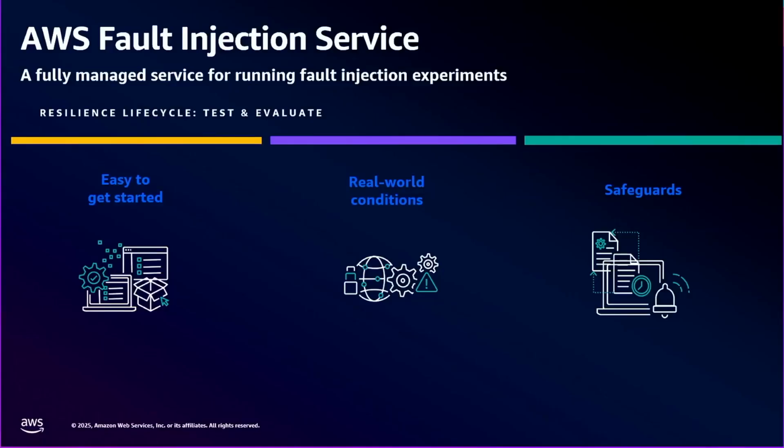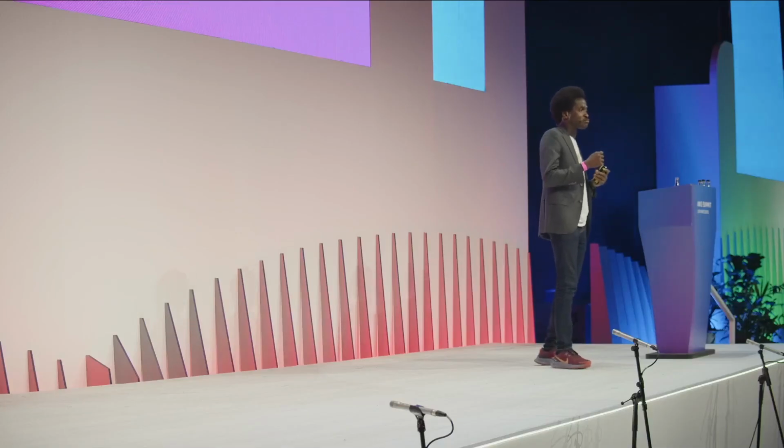So a little bit about the Fault Injection Service. I like to use FIS for short. It's a fully managed service for running fault injections into your applications and doing experiments in a very safe way. So the whole point of FIS is to be able to test your production and non-production workloads to see if they can survive certain failure modes that you expect your application to survive.